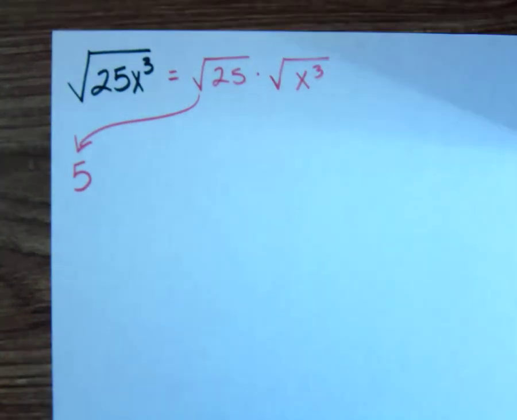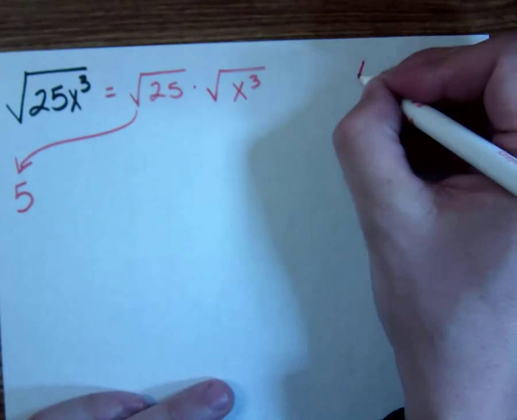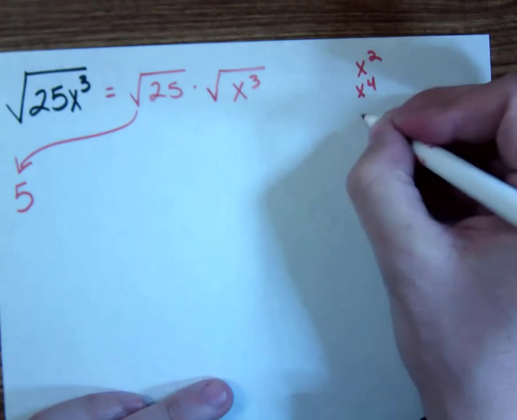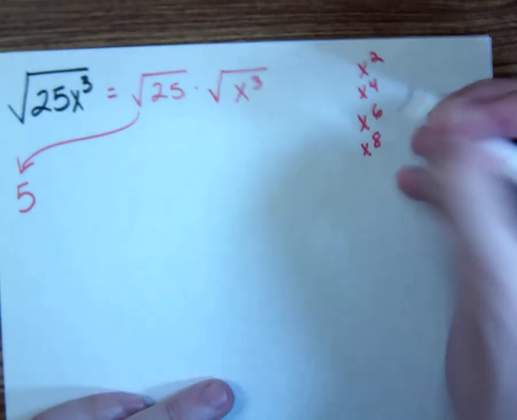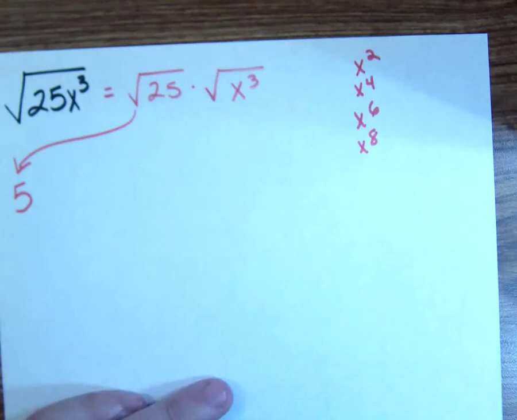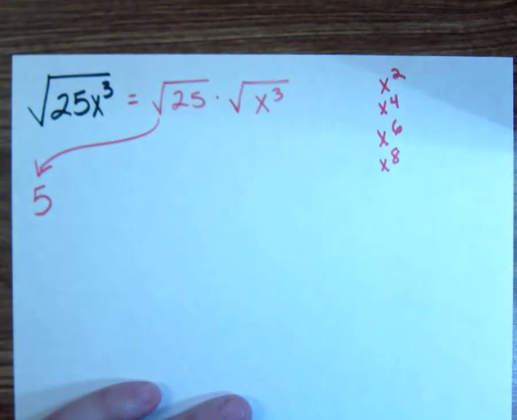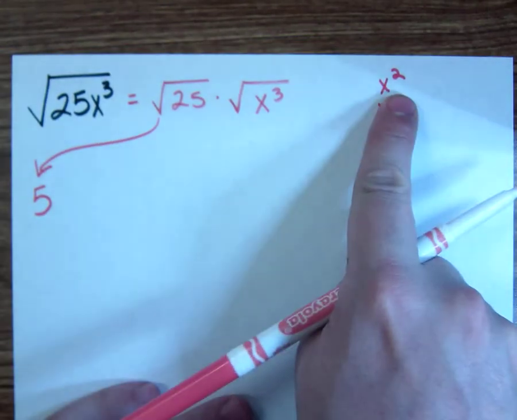What is the biggest perfect square that x cubed can be divided by? Now variables are really easy because perfect squares for variables have to be variables with even numbers. So x squared, x to the fourth, x to the sixth, x to the eighth, these are all perfect squares for variables. So when I start listing those, what's the biggest one of these that x cubed can be divided by? X squared is the biggest one it can be divided by, right?